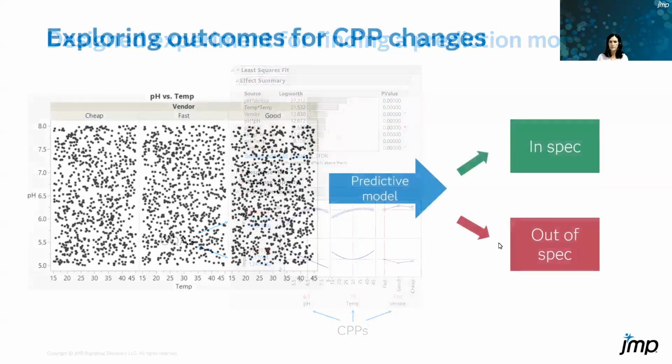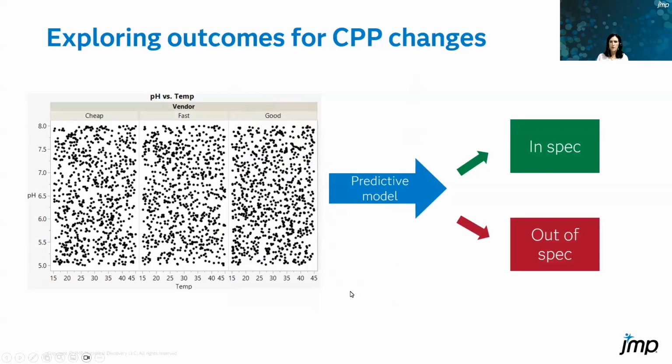Now, once we have the prediction model, we then, in principle, could use it like a crystal ball to explore the different outcomes of many different process parameter settings. We could then find the combinations of pH, temperature, and vendor that result in a product that has a high probability of being in spec.